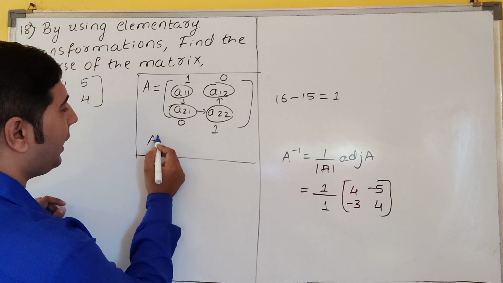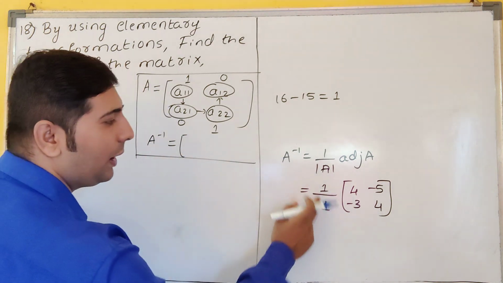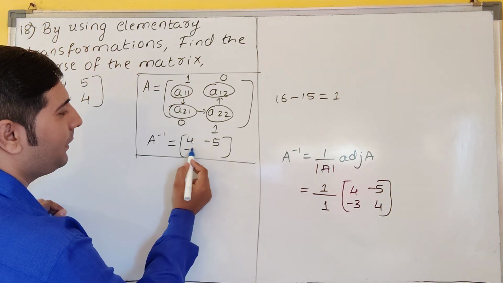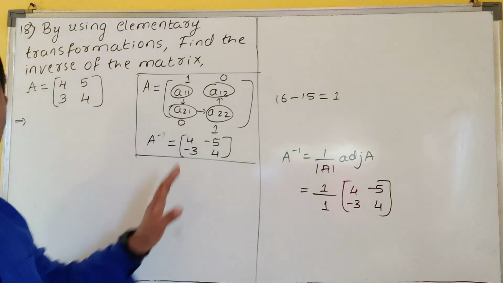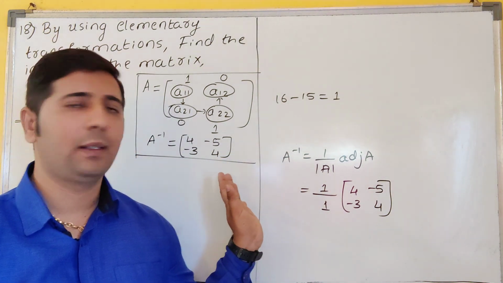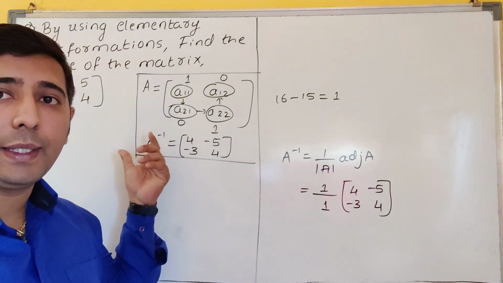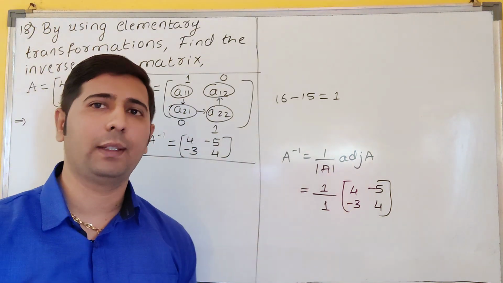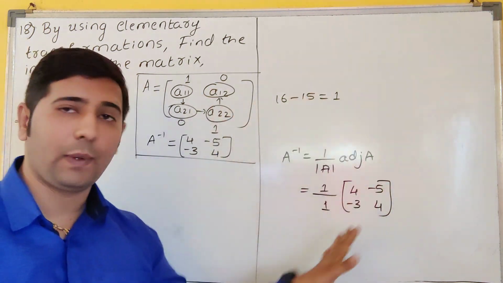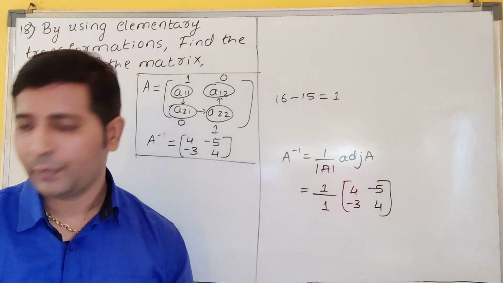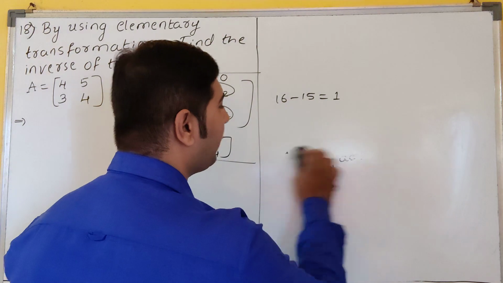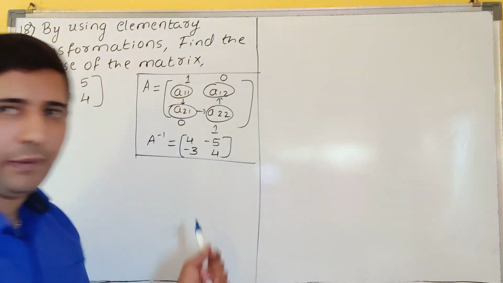Your A inverse is what now? 1 by 1 is same. 1 into anything is same. [4, minus 5; minus 3, 4]. Clear? This is actually not required. For our understanding purpose, we will write it. Before solving the question we know the answer, dear students. We are going to get this only as A inverse. Fine. Actually this is not required to write in board exam. What I will write now onwards, that will be written in board exam. How to write, I will show you.